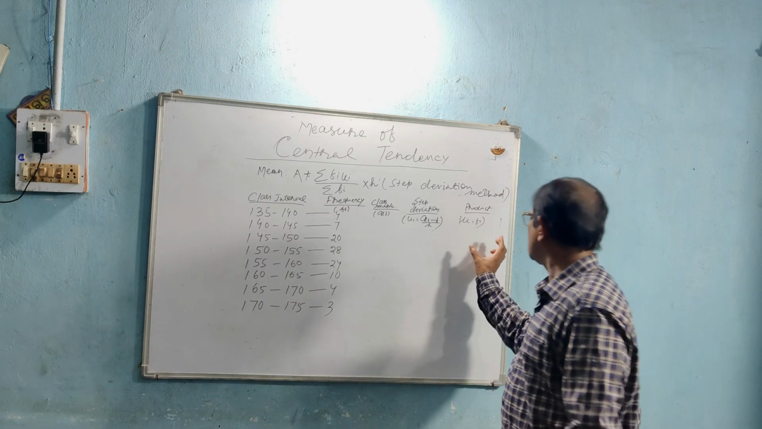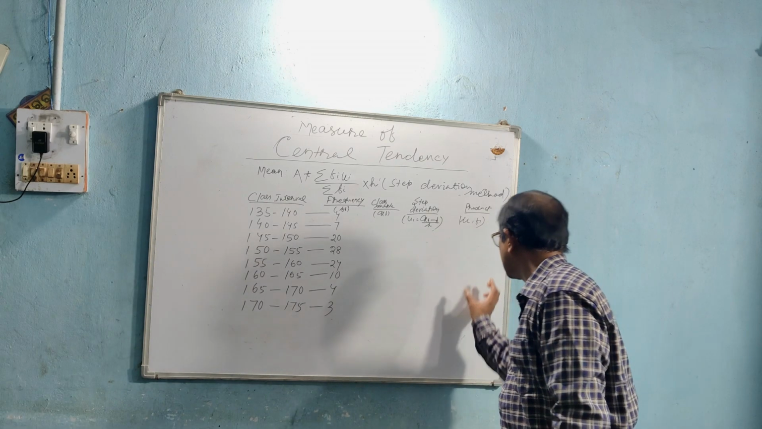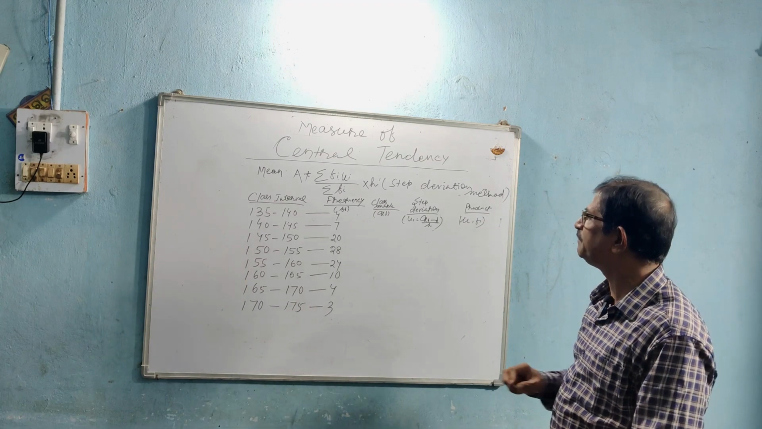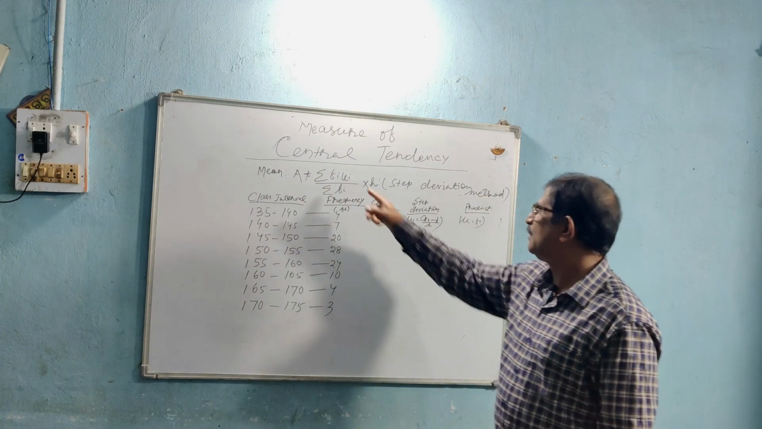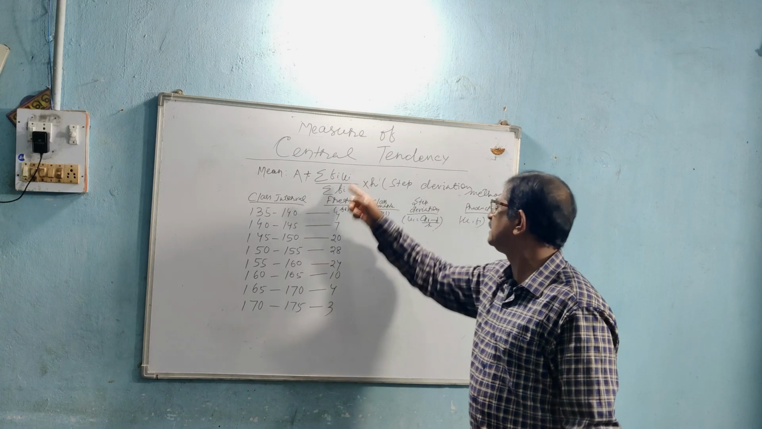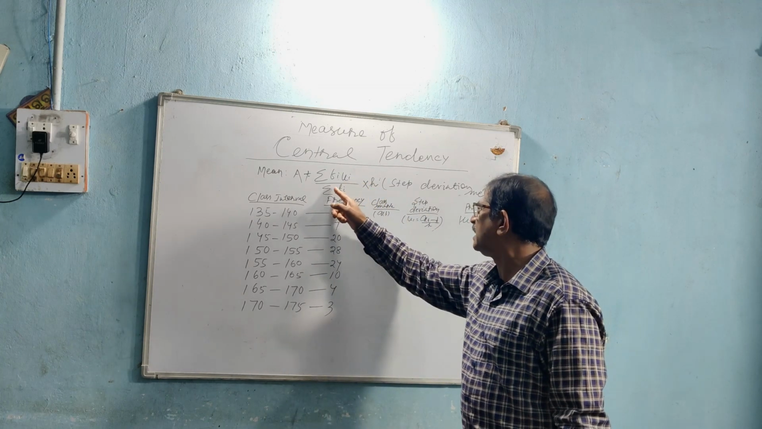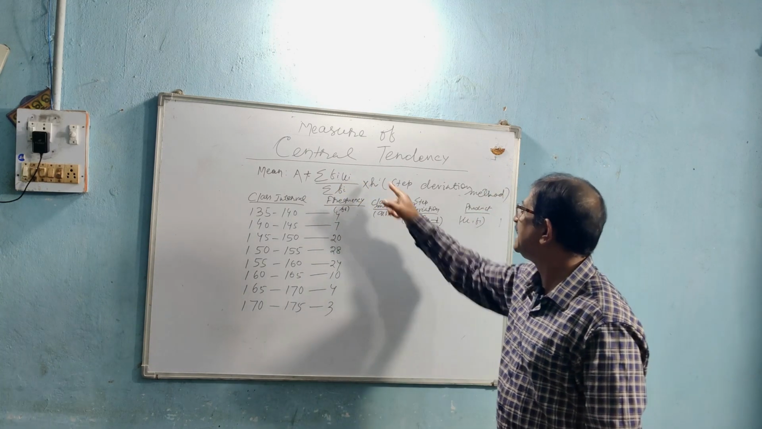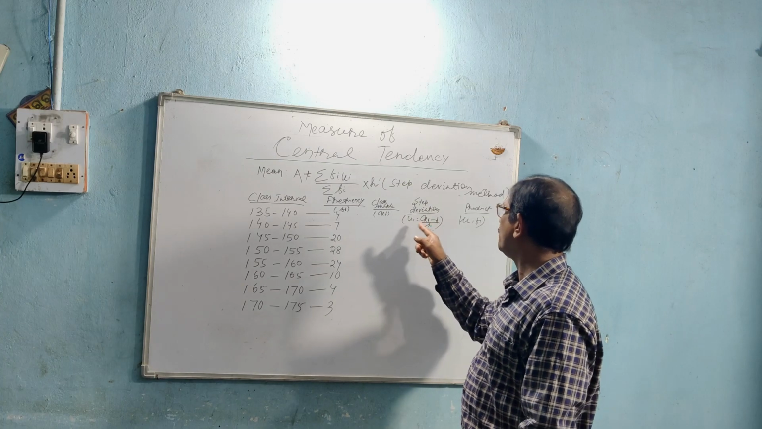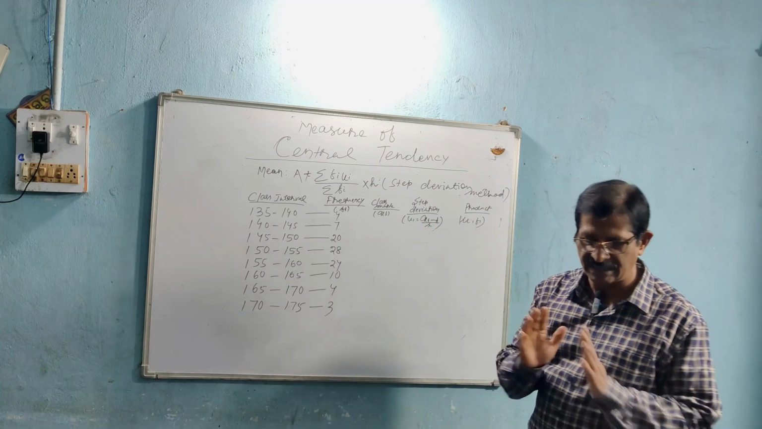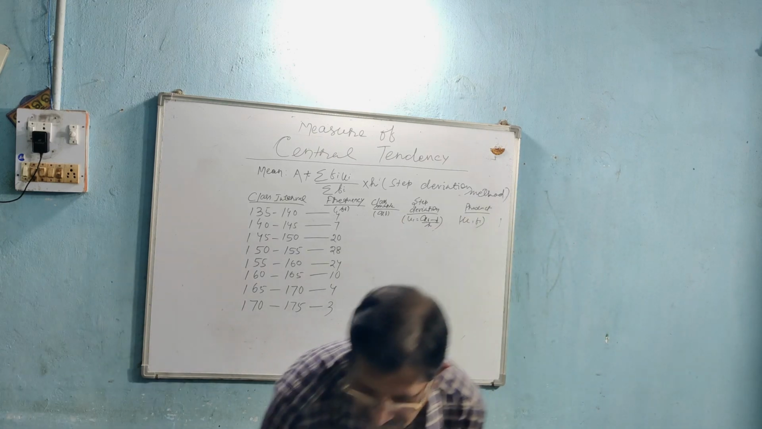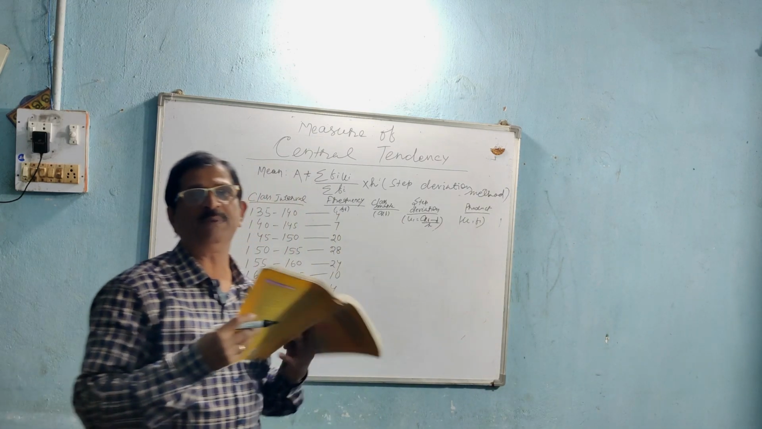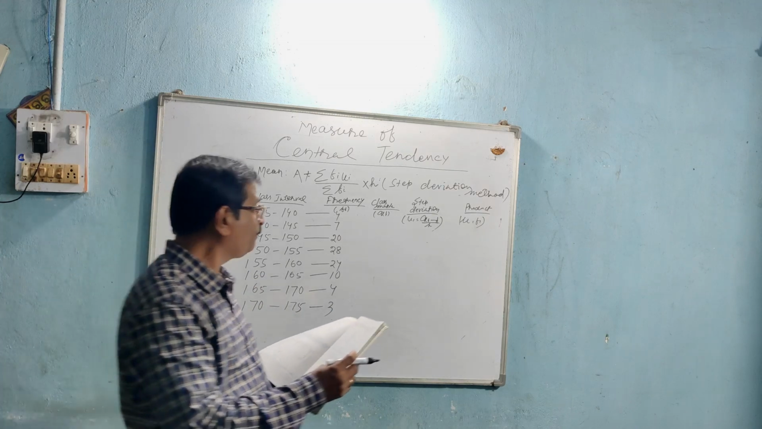Then when you get the products and find the sum of the products, you have to apply this formula. A is nothing but the assumed mean, then the sum of f1 u1 divided by the sum of the frequencies, into h, the common divisor that you have taken here. From your book, I have taken this problem. Let us discuss it, and I think it will be more clear for you.